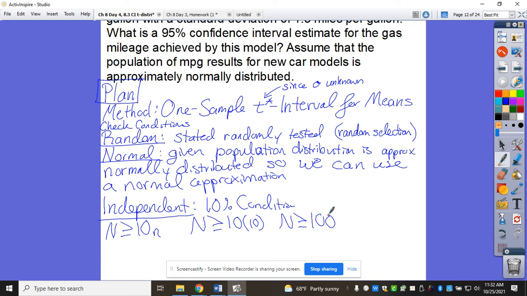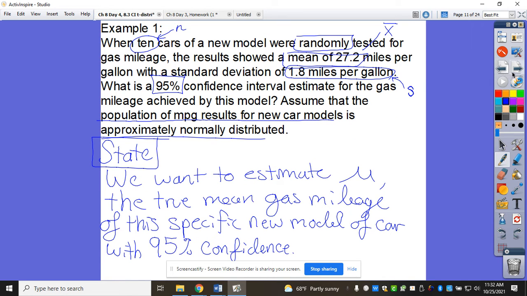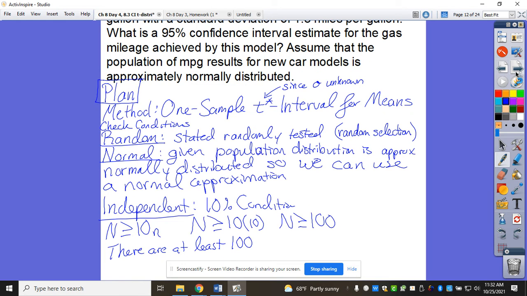Alright, so what would I write here with there are at least 100? There are at least 100 what? Cars within the model. Cars of, I like the way we said it earlier. I'm going to go with the same way that I say here. Specific model. Cars of specific new model.